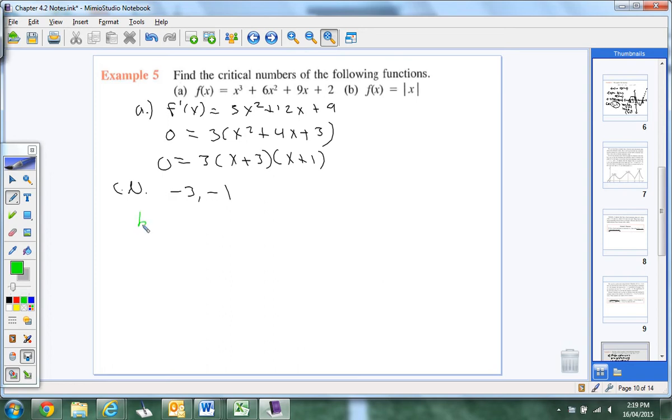Any questions on that? Nope, because there's no x here. Yep, just factored it. What's that? I took the derivative. That's what this is. I took the derivative here, and then I took a 3 out, and then I factored.